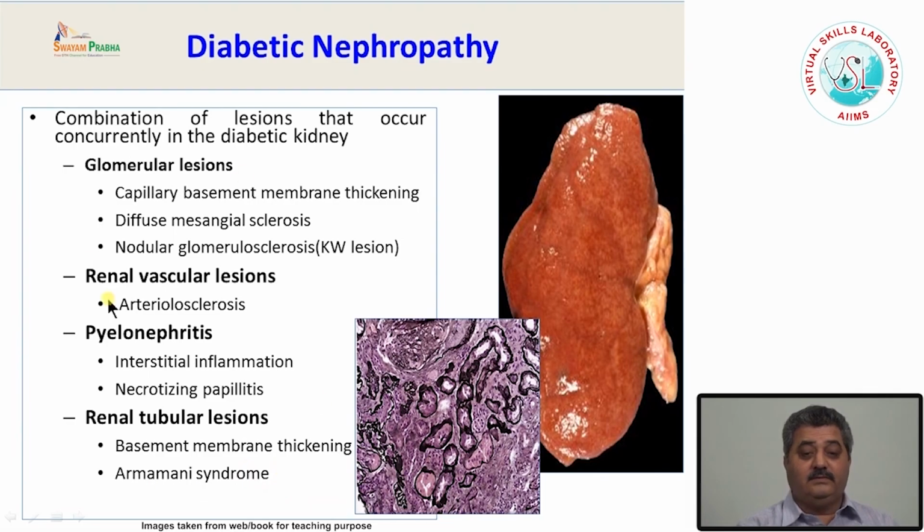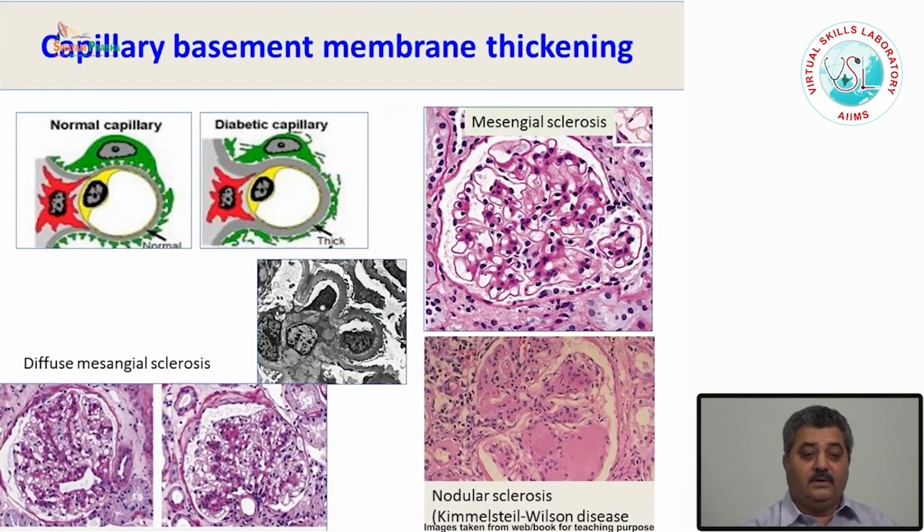And because of all these features, the kidney becomes shrunken, smaller in size. So, this is one of the causes of small contracted kidney besides some other causes. Now, this shows the normal capillary glomerular tuft. This shows the thickening of the basement membrane, and these are the glomeruli where there is a thickening or there is a tuft, and there is an increase in the mesangial matrix.